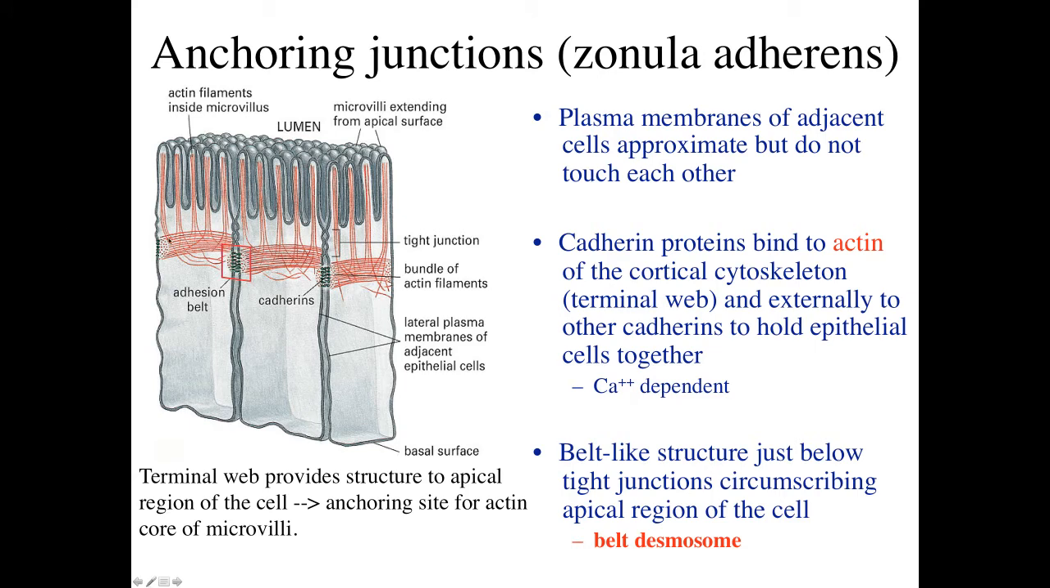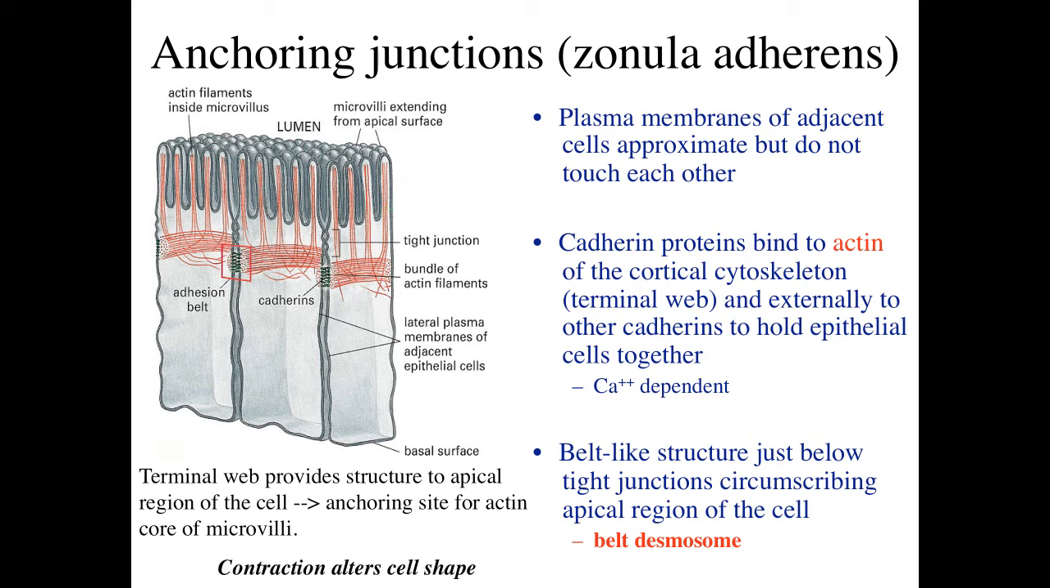We've already alluded to this earlier. The terminal web provides kind of a structure to the apical region of cells. They allow anchoring sites for actin filaments that go up into the core of microvilli.